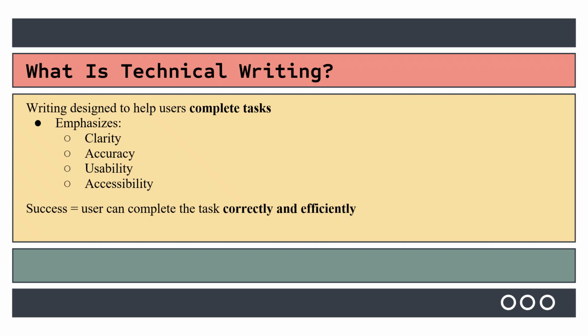Now let's review what technical writing actually is. Technical writing is designed to help users complete tasks. It prioritizes clarity, accuracy, usability, and accessibility. A technical document is successful if a user can complete the task correctly and efficiently using the document. Unlike other types of writing, success is not about sounding impressive, it's about being useful.